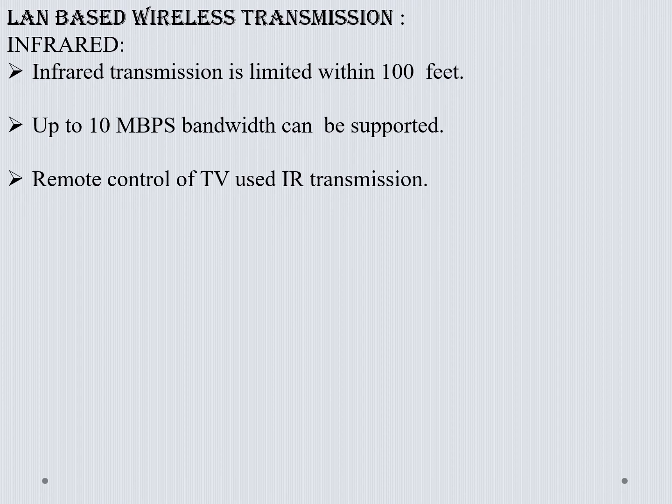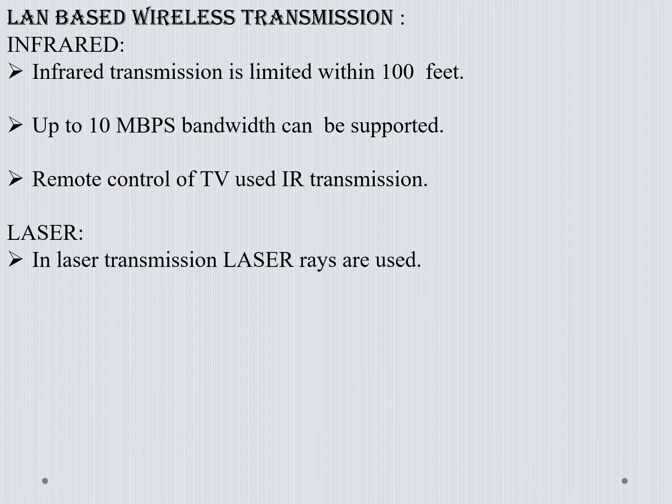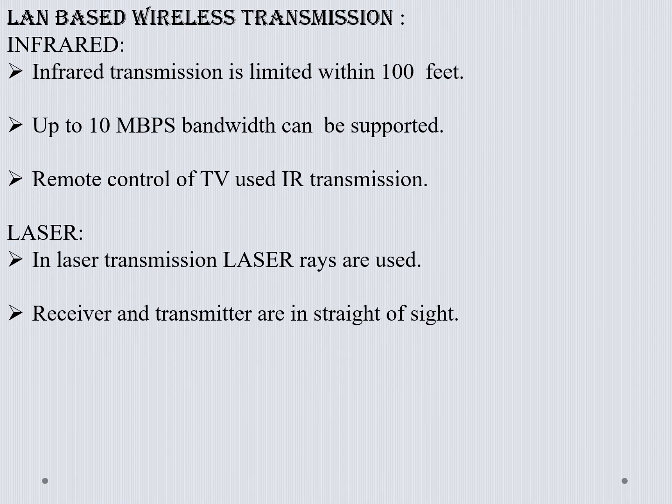Remote control of TV uses IR transmission. IR we have already discussed in detail. Now let us discuss the laser. In LAN-based wireless media, we can also use laser for communication. What was the reason to select laser? Because of its speed and better bandwidth. In laser transmission, laser rays are used. Receiver and transmitter are in line of sight. That is, both the receiver and the transmitter should be in a straight line for transmitting the data.